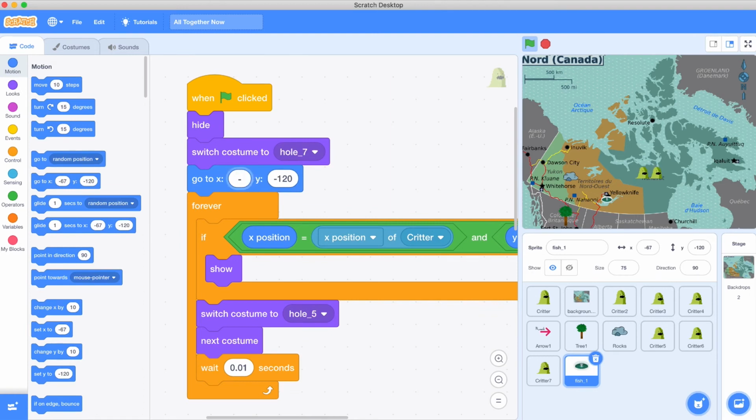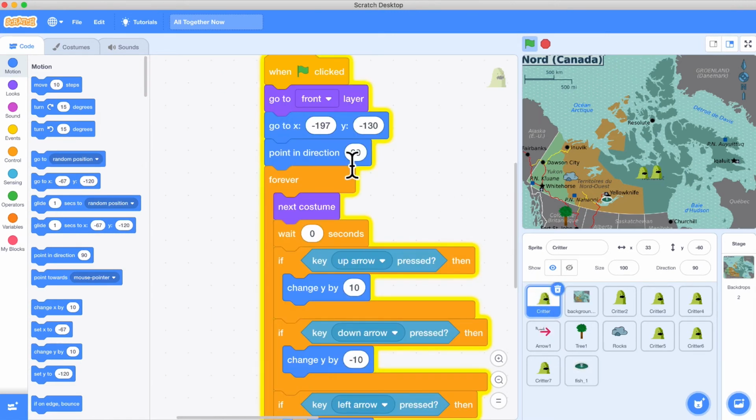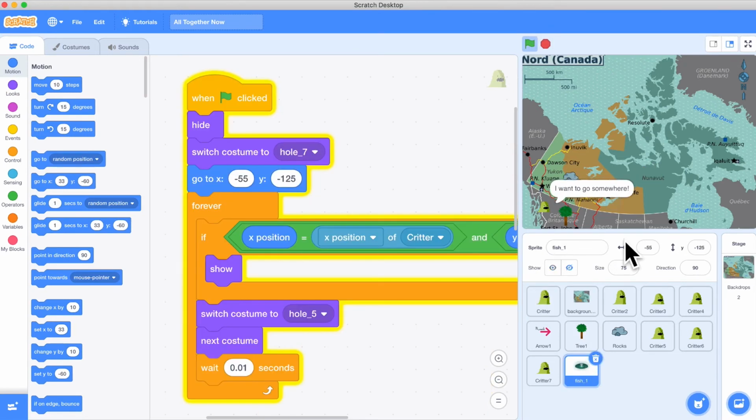What happens if we change these numbers? Let's make the fish be at the beginning of the game at x negative 55 and y negative 125. Do you think this will work? Let's look again at critter's numbers. Critter's starting the game at x negative 197 and y negative 130 and traveling by tens. Every step he goes 10, every press of the arrow key goes 10 steps.